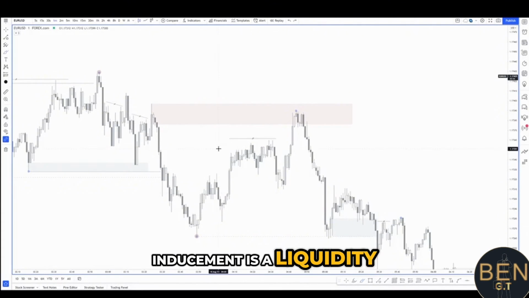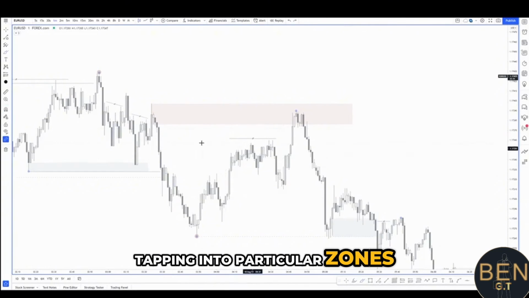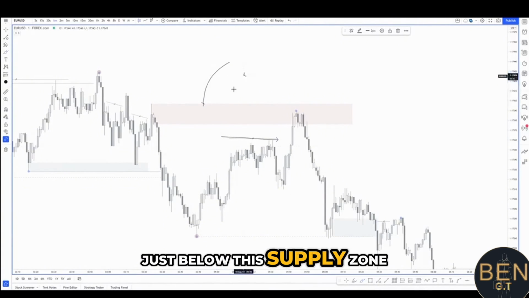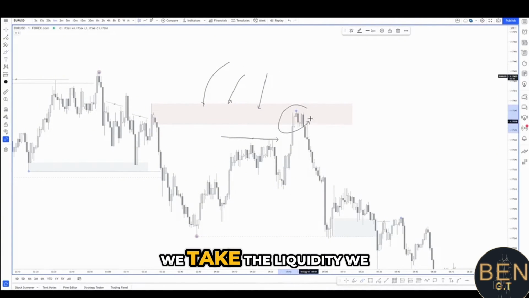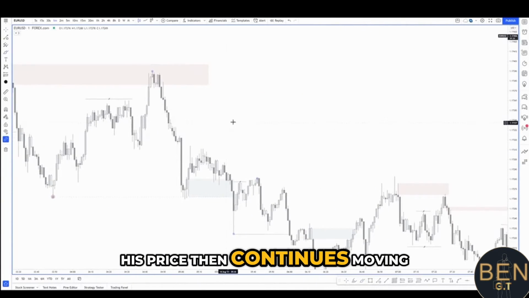This is what we refer to as inducement. The inducement is the liquidity built for the purpose of tapping into particular zones, because as we can see, we created buy side liquidity in the form of equal highs just below this supply zone. And what ends up happening, we take the liquidity, we tap into the supply zone, and then what we can see is price then continues moving to the downside.